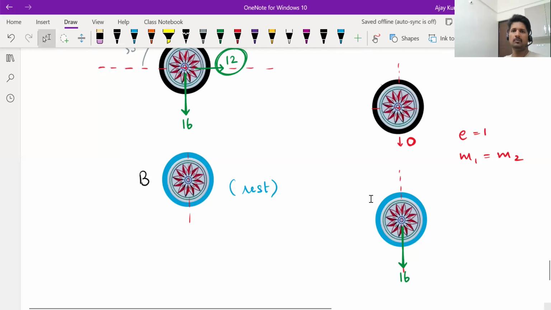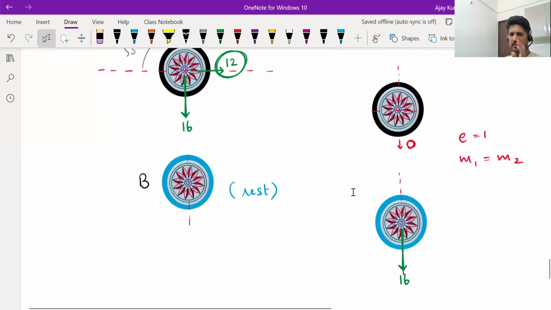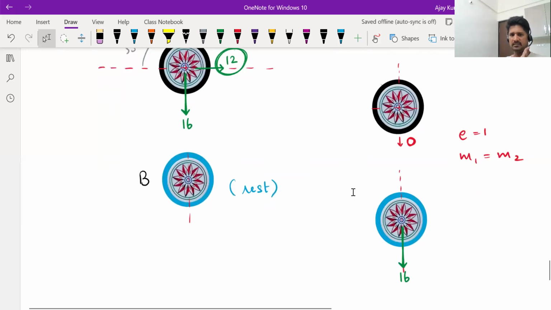You don't have to apply momentum conservation or coefficient of restitution, because this is a case we have already solved. Equal masses, elastic collision, velocities get exchanged, we know that. So the 16 of the first striker goes to the second striker. The 0 of the second striker goes to the first striker. Exchange of velocities along the line of impact. Okay, along the line of impact, this is what happens.